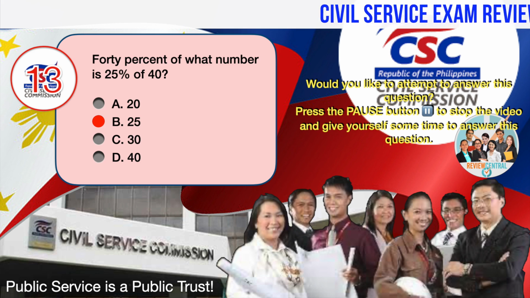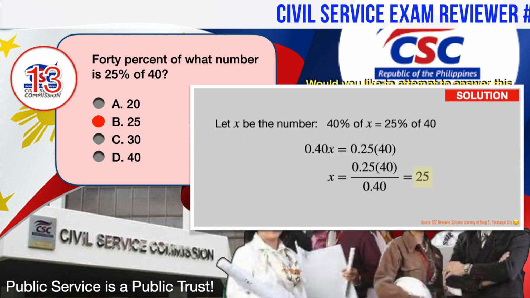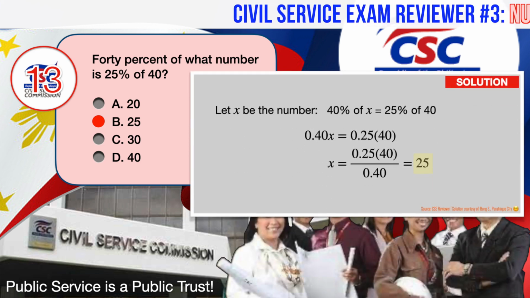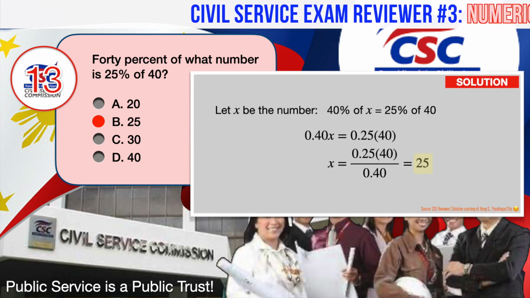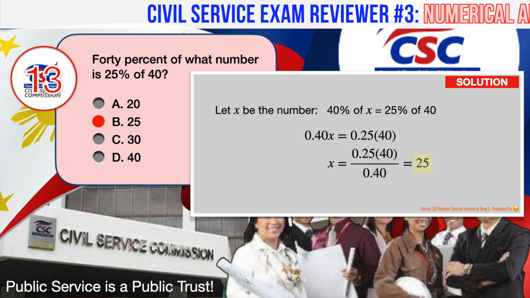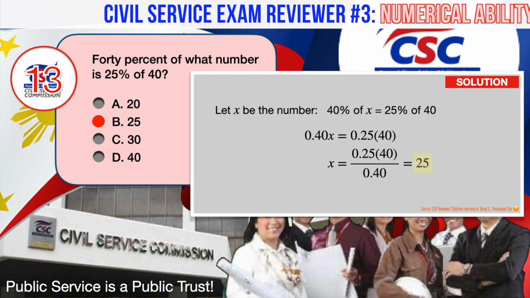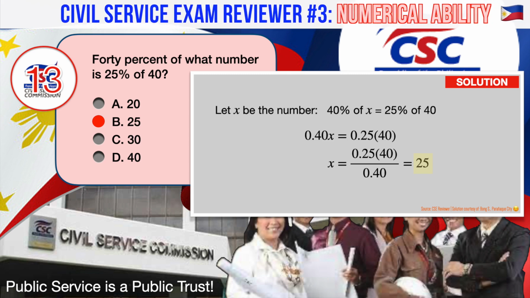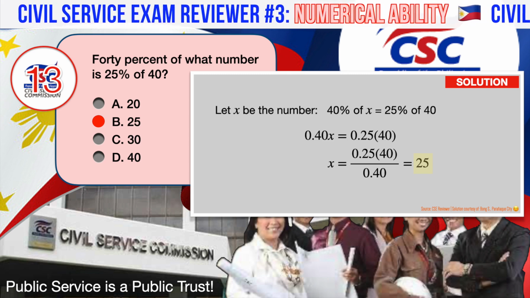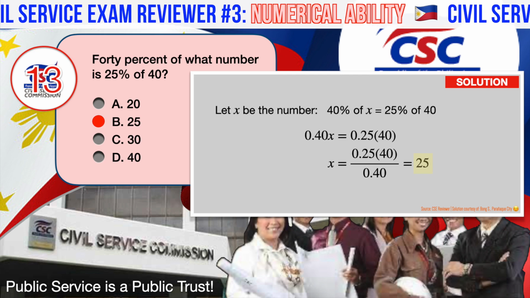40% of what number is 25% of 40? Let x be the number we are looking for. Therefore, 40% of x is equal to 25% of 40. In equation form, 0.40x equals 0.25 times 40. From here we can simply solve for x, and should quickly arrive at x equals 25.